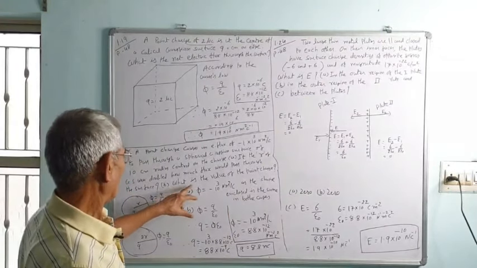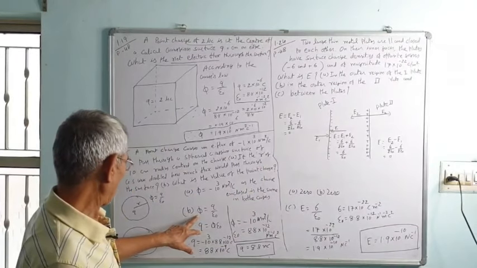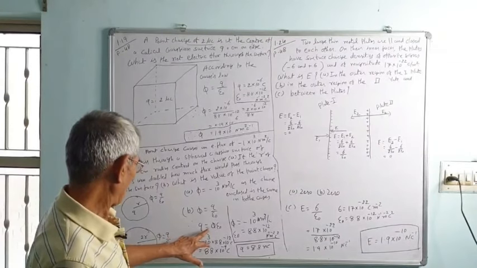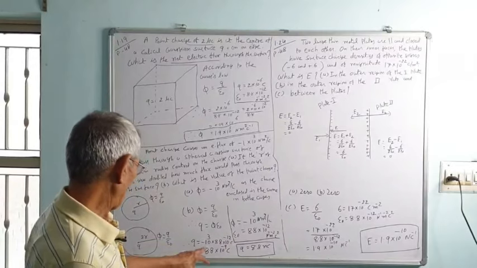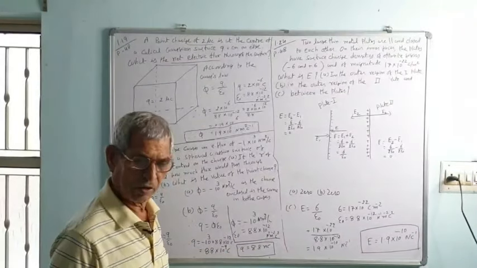Next question. What is the value of the point charge? Use the same equation: according to Gauss law, flux φ is equal to Q upon epsilon 0. Therefore, Q is equal to φ epsilon naught. Put in the values and get the answer for Q. Q is 8.8 nanocoulomb.